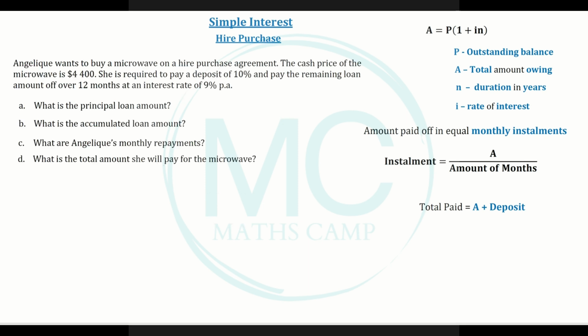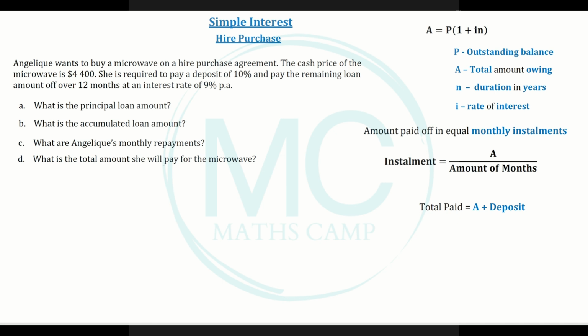Angelica wants to buy a microwave on a hire purchase agreement. The cash price of the microwave is $4,400. She's required to pay a deposit of 10% and pay the remaining loan amount off over 12 months at an interest rate of 9% per annum. Part A asks, what is the principal loan amount? B, what is the accumulated loan amount? C, what are Angelica's monthly repayments? And D, what is the total amount she will pay for the microwave?